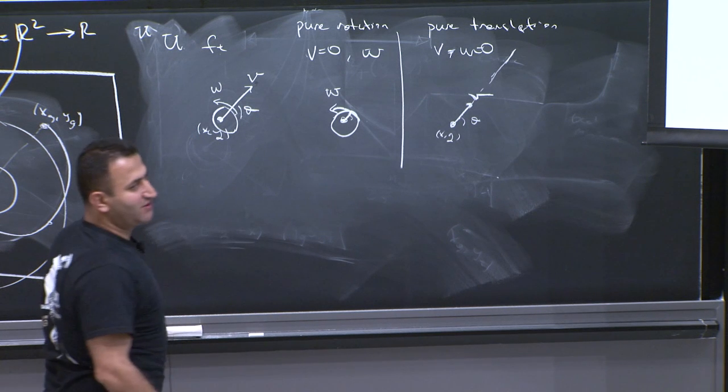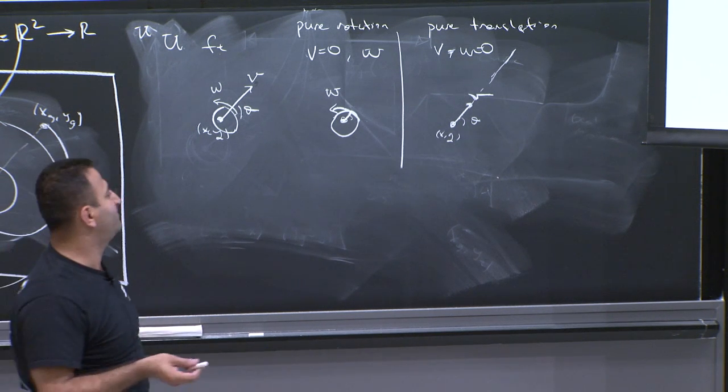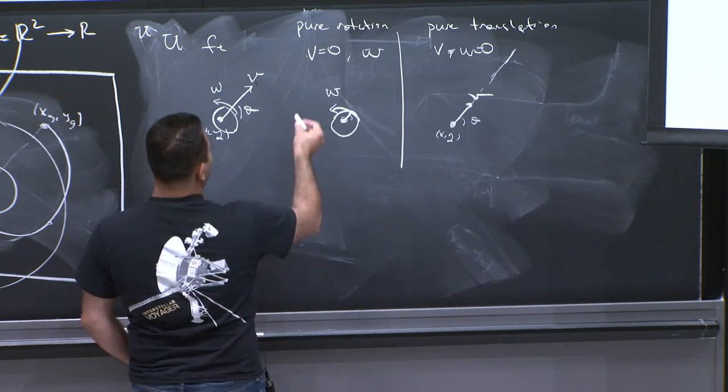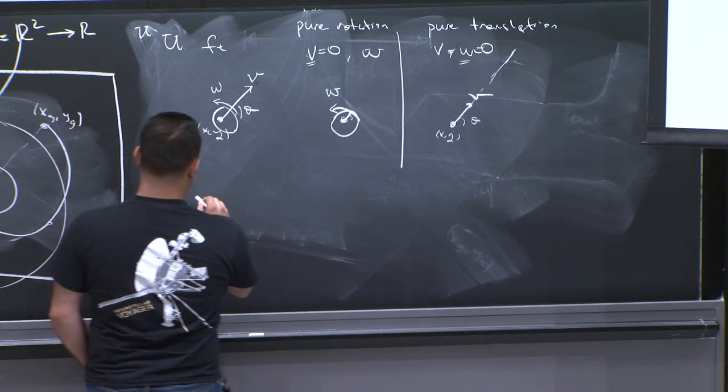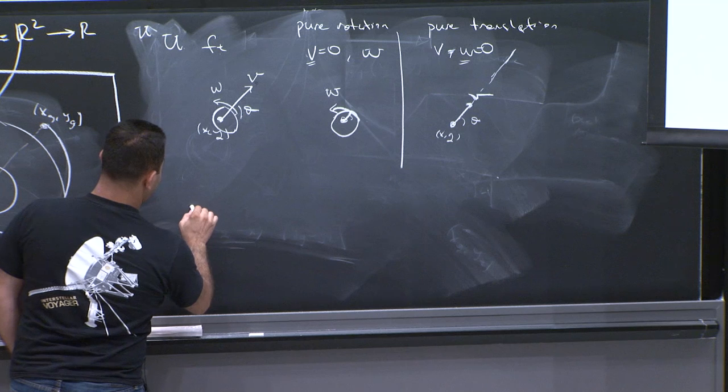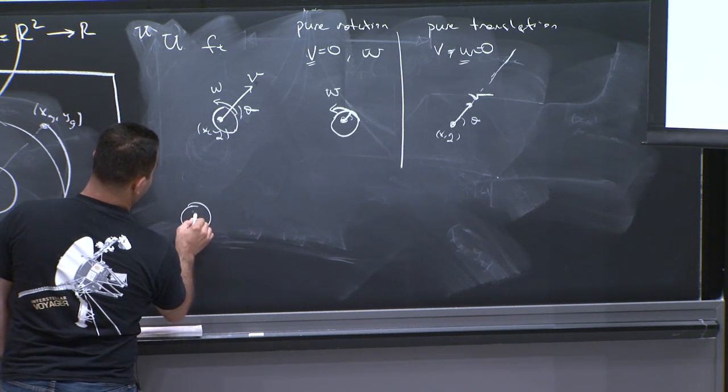So what will happen if you have both? For example, you have a constant V and constant omega. Well, there's a nice geometric expression.